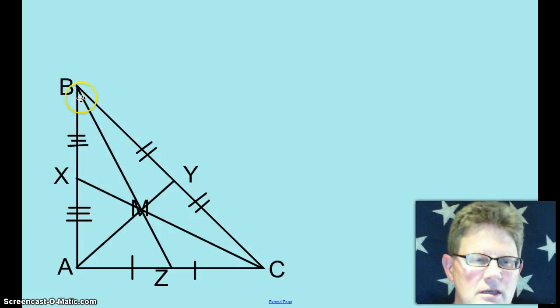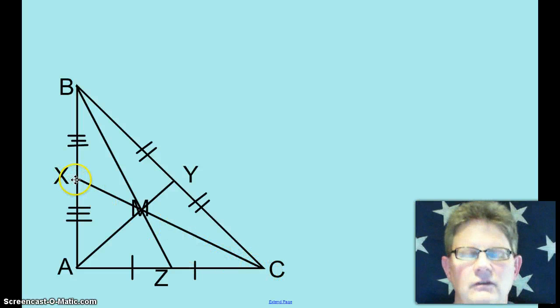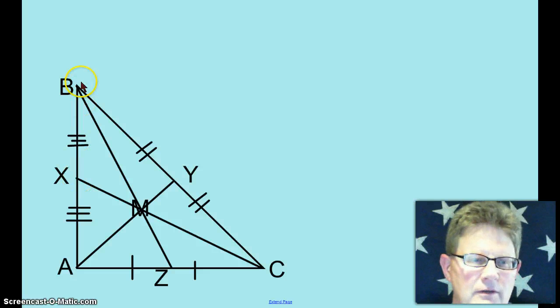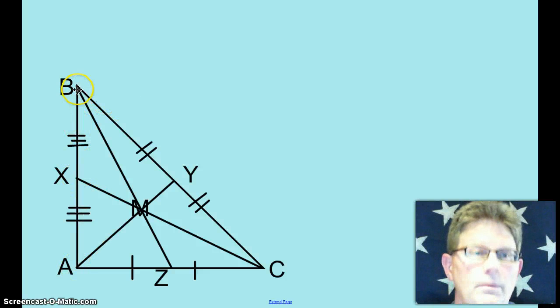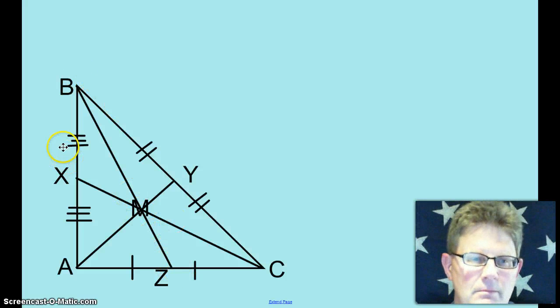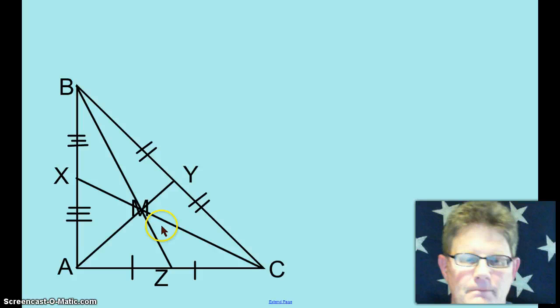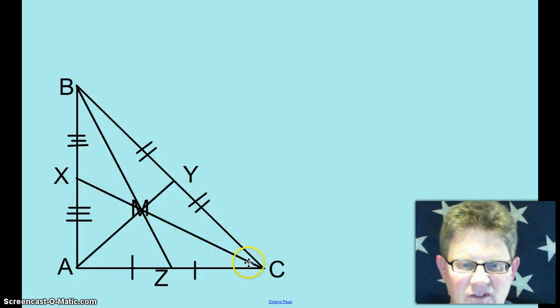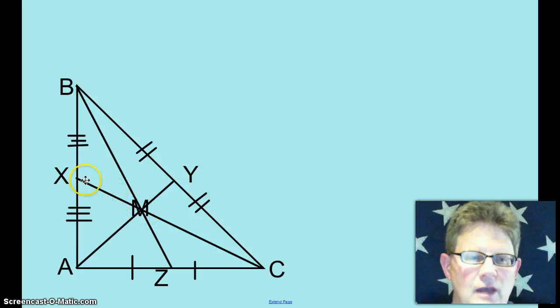BZ is a median because Z is the midpoint of AC. AY is a median because Y is the midpoint of BC. And CX is a median because X is the midpoint of side AB. So median BZ is cut into two parts: BM is twice as big as MZ. Median AY has been cut into two parts: AM is twice as big as MY. CX has been cut into two parts, CM being twice as big as MX.